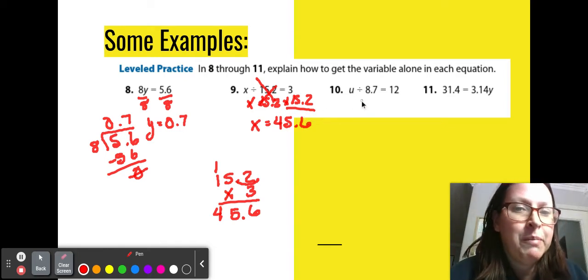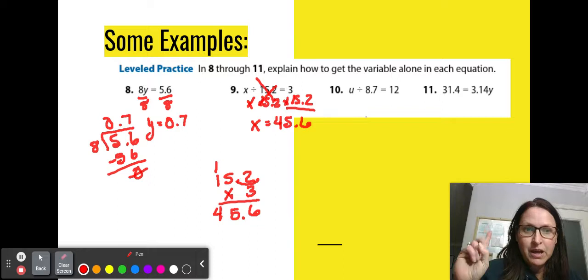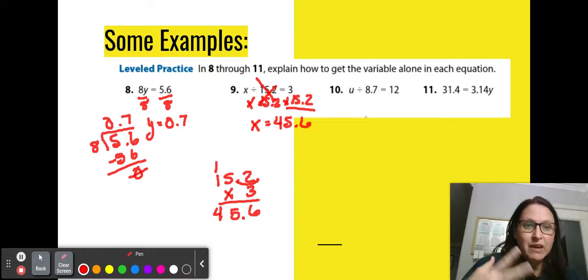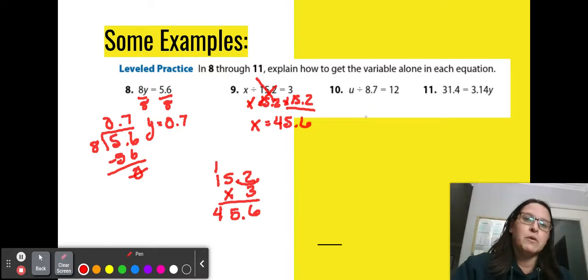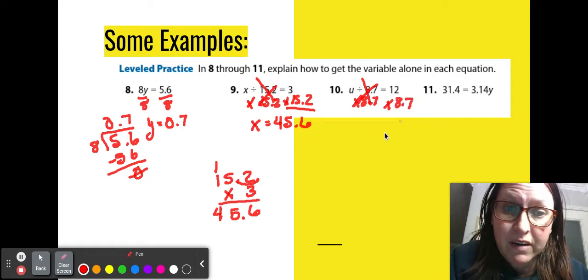Let's look at number 10. Number 10, u divided by 8.7 equals 12. What's my variable? My variable is u. What are they doing to u? They're dividing it by 8.7. So how do I do the opposite? I multiply both sides by 8.7. So I'm going to do times 8.7 here, and it cancels, and I'm going to do times 8.7 right here.